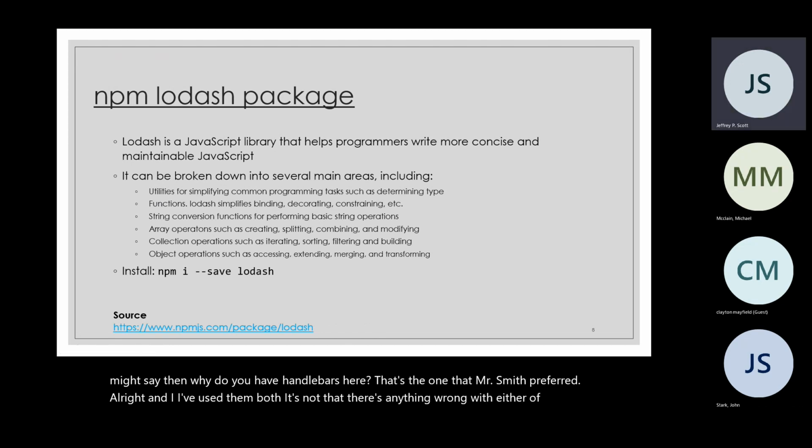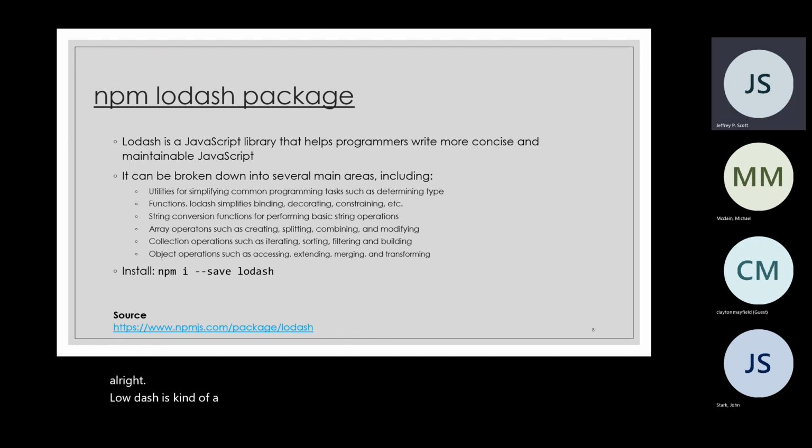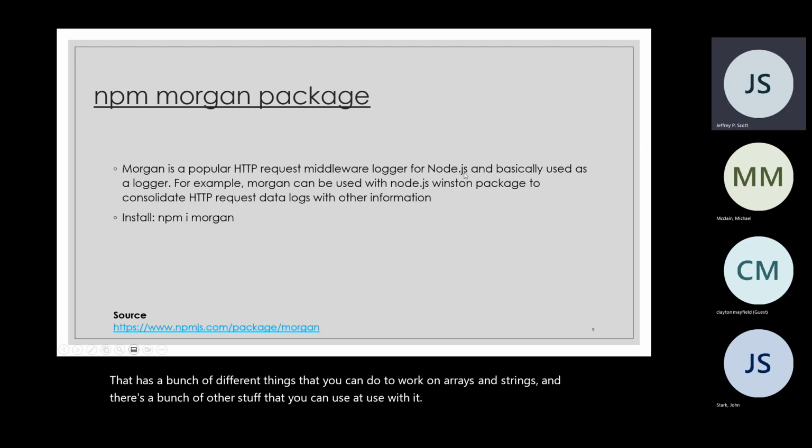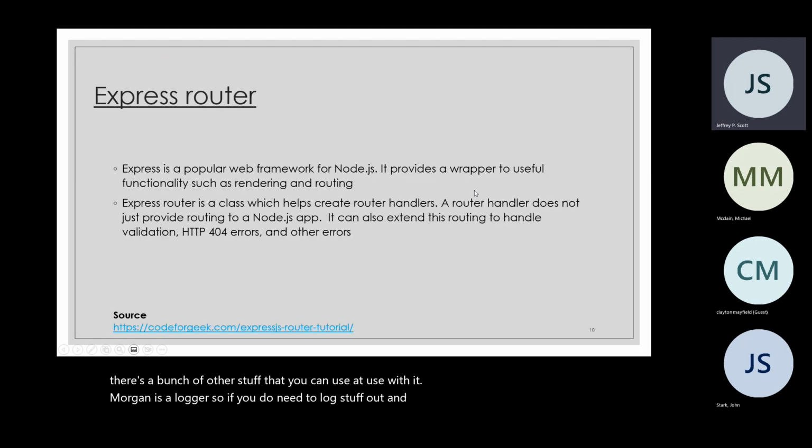All right, Lodash is kind of a neat package. And if you don't understand what that word is, an underscore is also known as a low dash. That's how this got its name. And what Lodash has in it, it's a utility library that has a bunch of different things that you can do to work on arrays and strings. And there's a bunch of other stuff that you can use with it. Morgan is a logger, so if you do need to log stuff out, there's different ways you can use that.